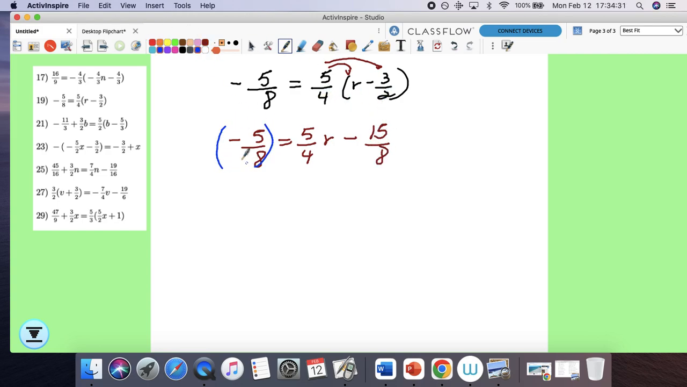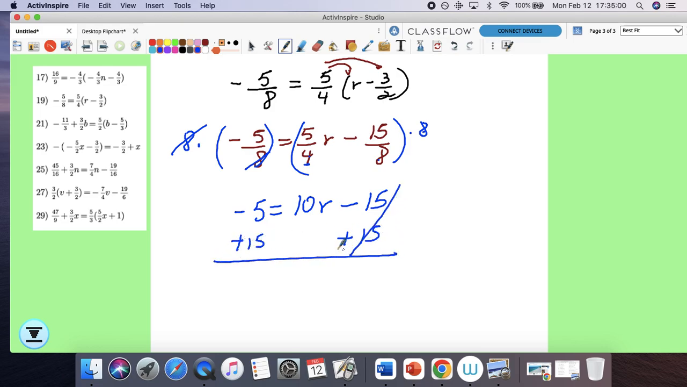Now I can multiply this side by 8, which is the LCM, and this guy by 8. Everybody inside gets multiplied by 8. This and this simplifies to 1. 1 times negative 5 is just negative 5. This 8 and this 4 simplified to 2, and 2 times 5 is 10r. Minus, this 8 and this 8 simplified to 1, and 1 times 15 is just 15. So this is what you have left over. Plus 15 on both sides. That goes away. The 10r comes down, and negative 5 plus 15 is just 10. Divide this by 10, divide that by 10, r equals 1.